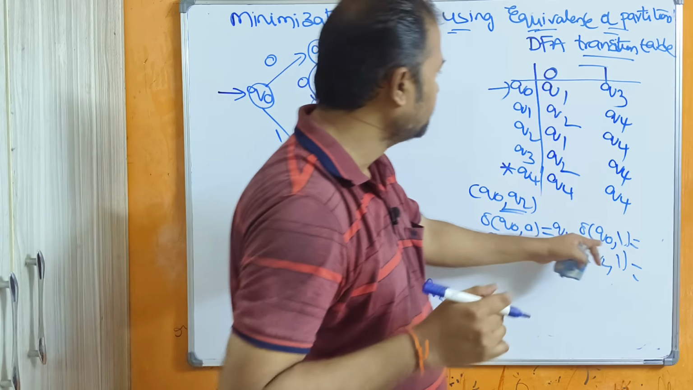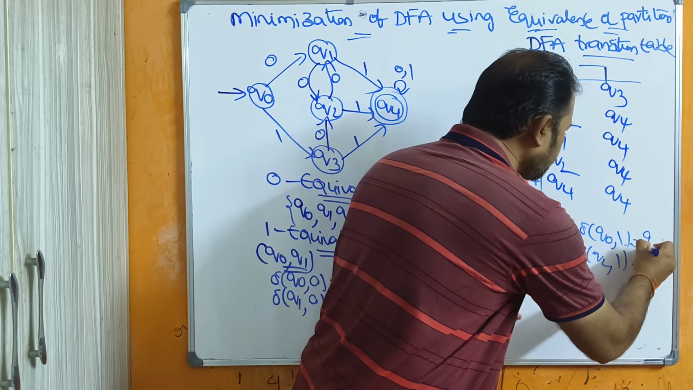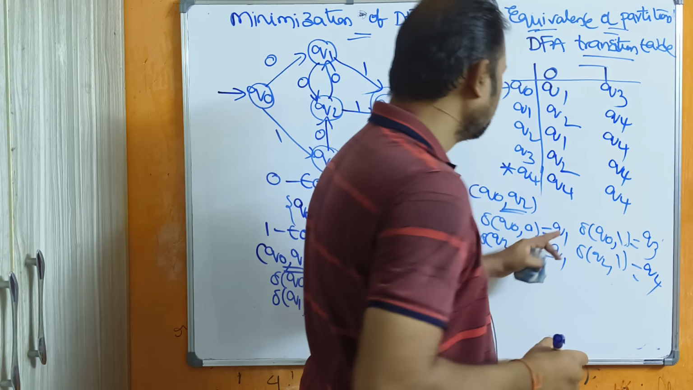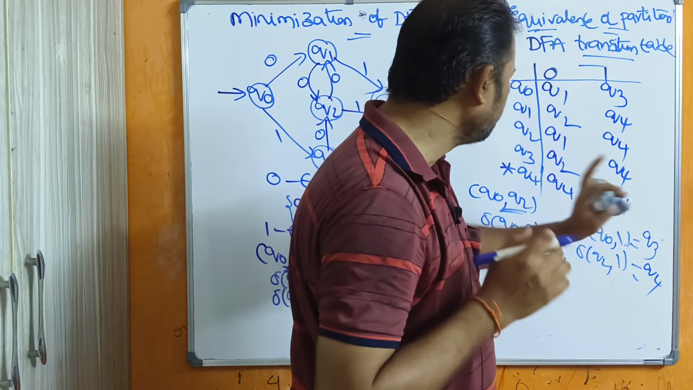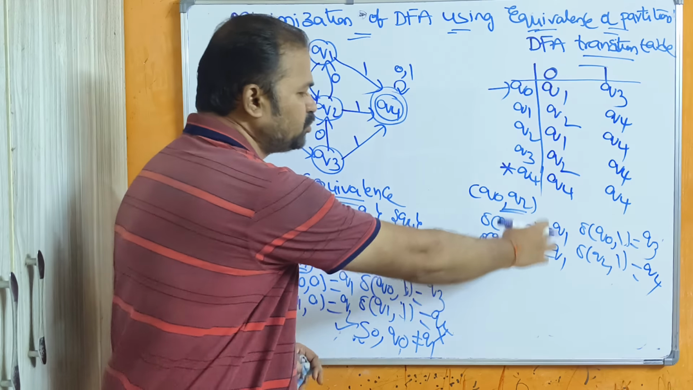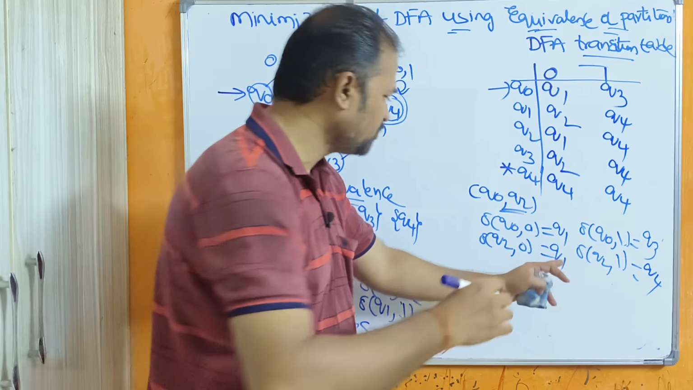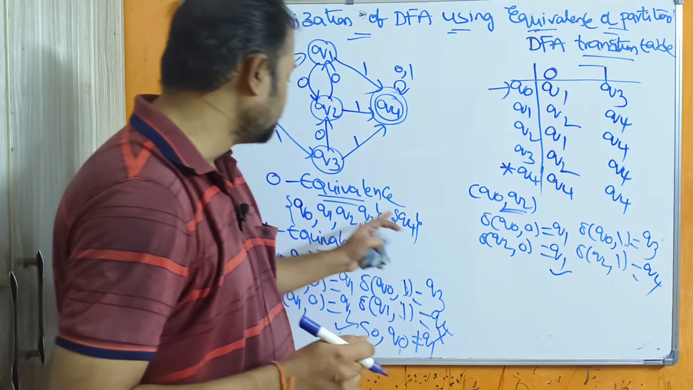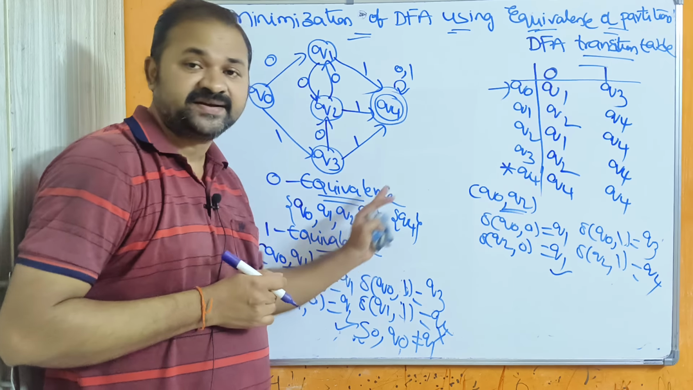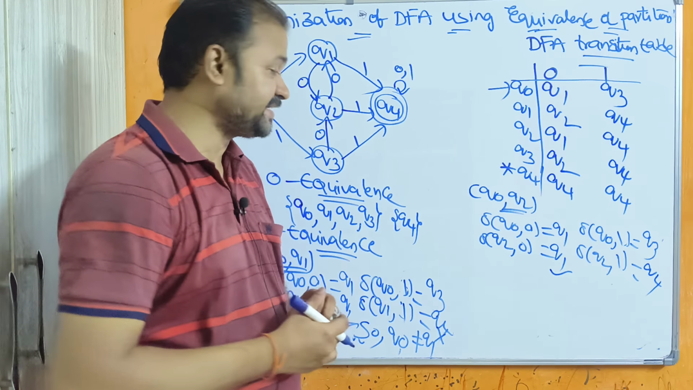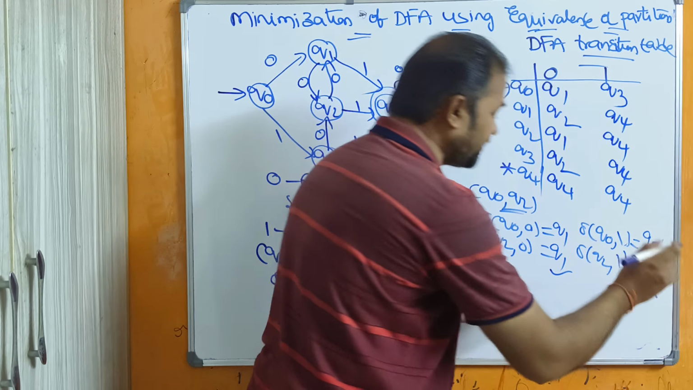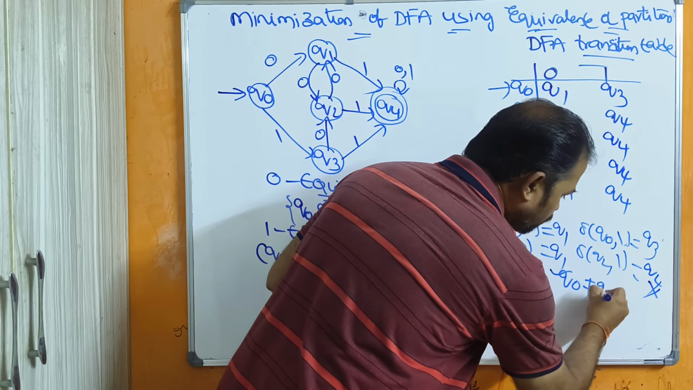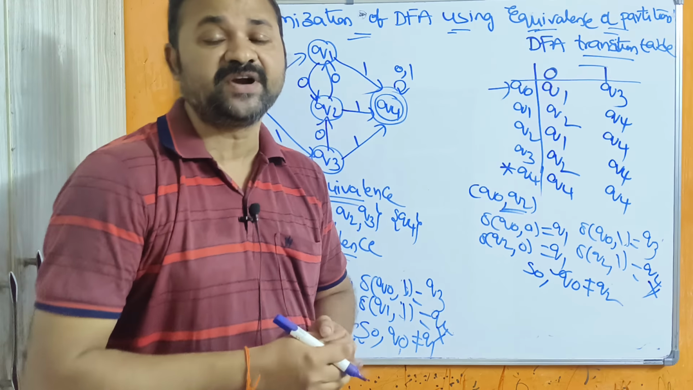So Q1, Q1. Q0 on 1, Q3; Q2 on 1, Q4. So Q1, Q1, we got only one state, so this is present in only one set only. Next Q3, Q4. Q3 is present in one set, whereas Q4 is present in another set. So we can say that these two are not equal. So we can conclude that Q0 is not equal to Q2.